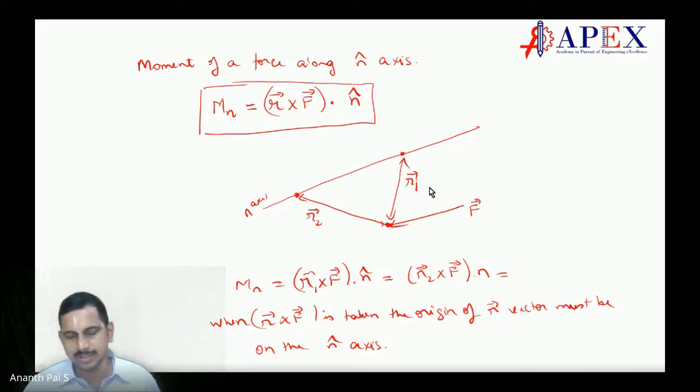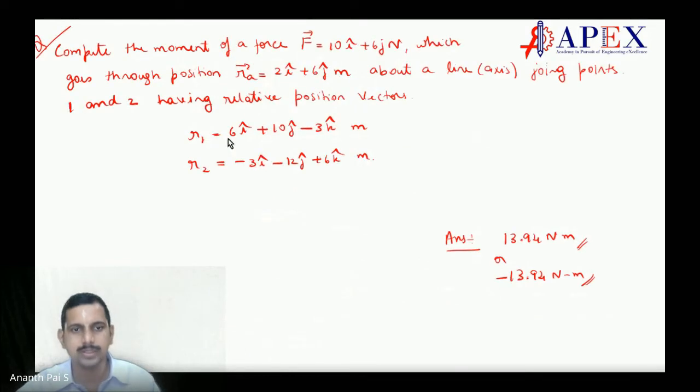The moment about an axis n is nothing but r crossed with F, dotted with n. So first we have to take an axis. Second, we have to take a unit vector along the axis. Which axis, and how do we take the unit vector? We have r1 and r2, and based on that we take the unit vector.